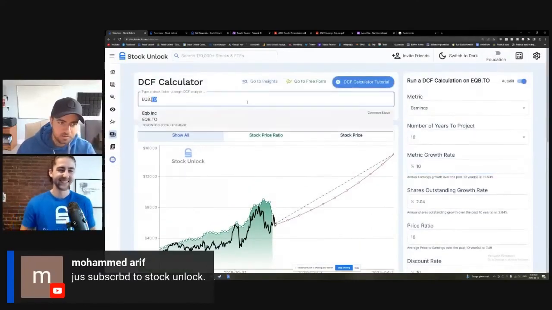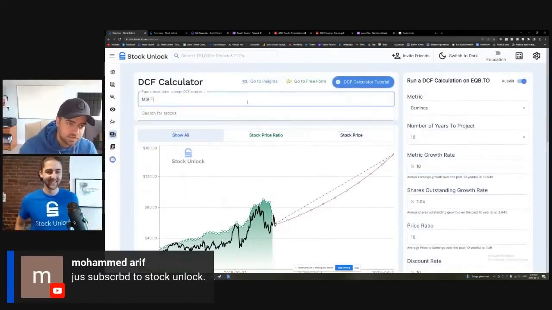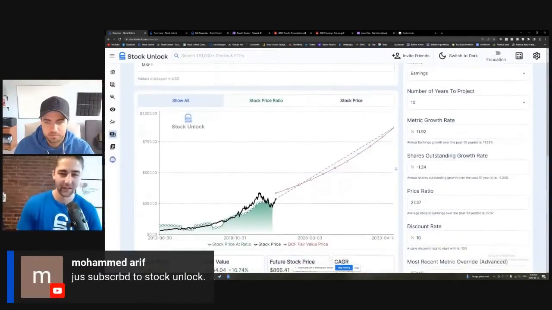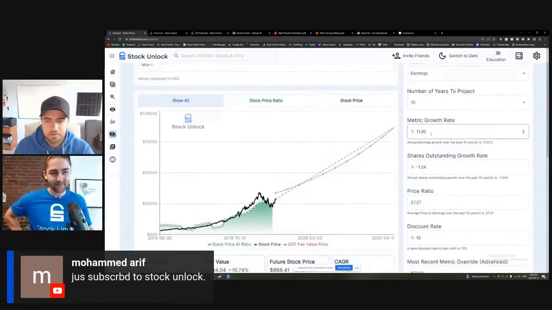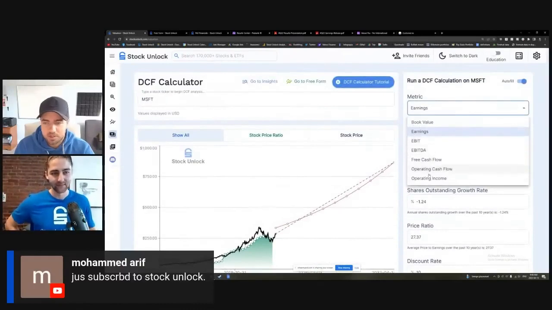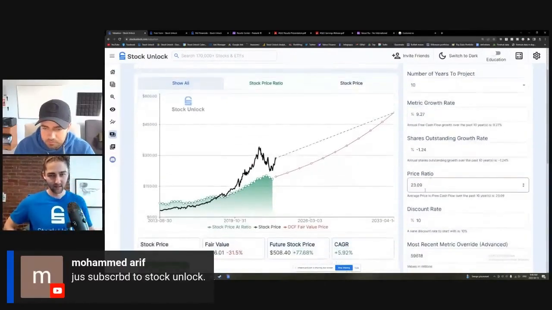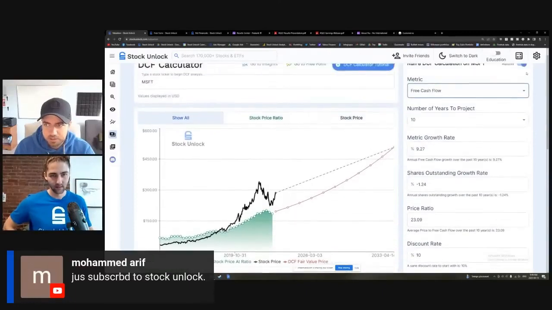Let's do Microsoft because this isn't going to give an accurate picture. You are not a shareholder of Microsoft, correct? Because I am. I am not a shareholder of Microsoft. Microsoft, I would use free cash flow. All right, so let's just take a look at their autofill metrics.